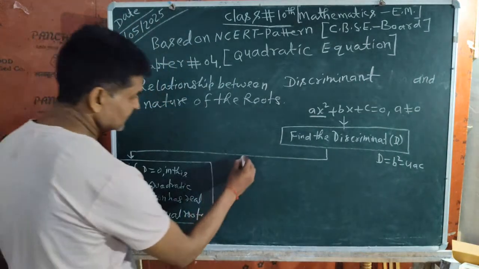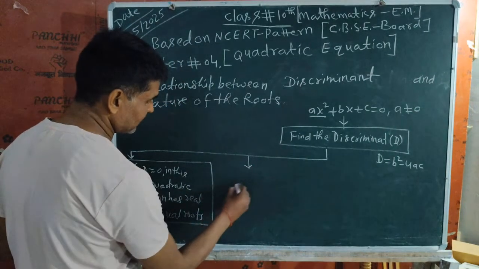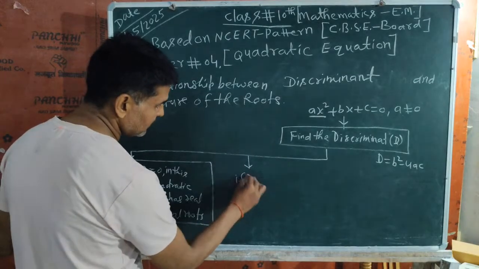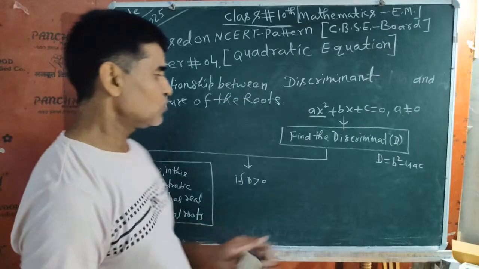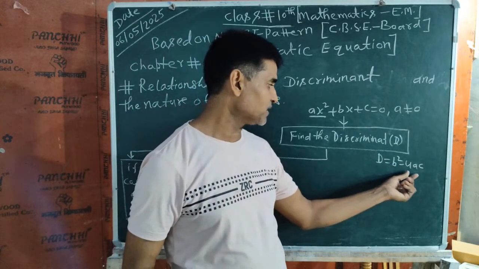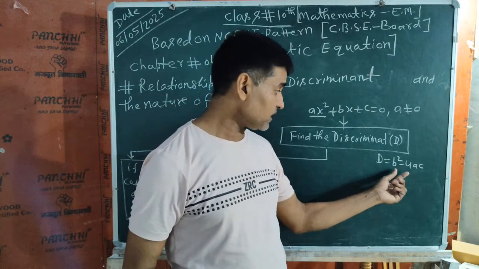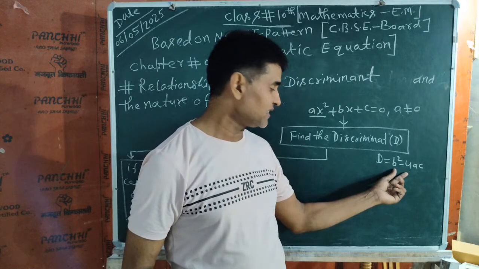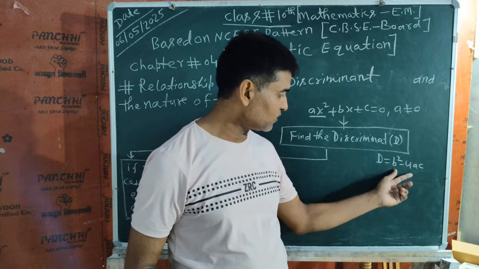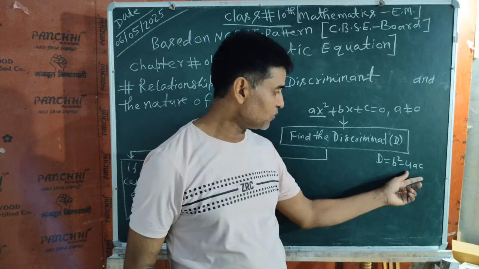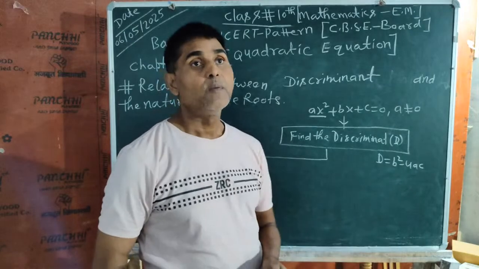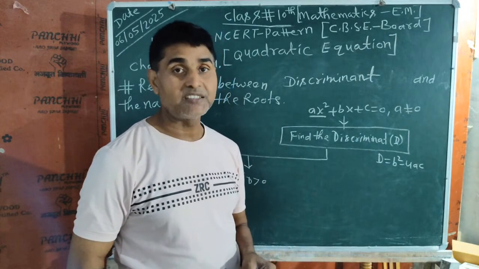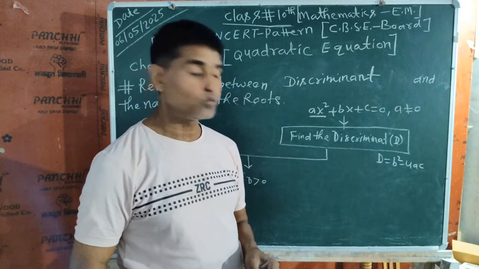Now the second condition I am going to explain here. If D is greater than 0, it means that we calculate the value of b square minus 4ac, and after calculating we get a value which is greater than 0. So in this case, I will say that the quadratic equation has real and distinct roots.